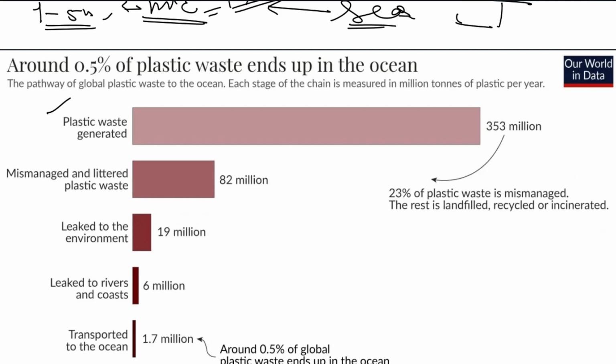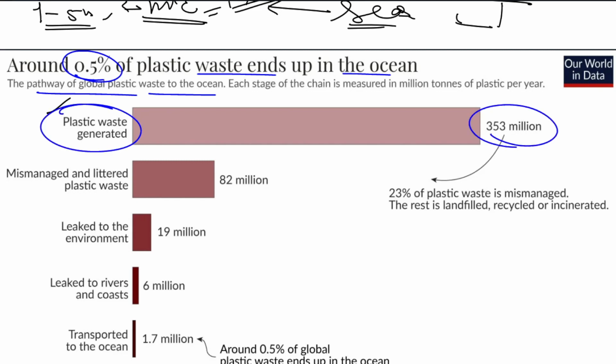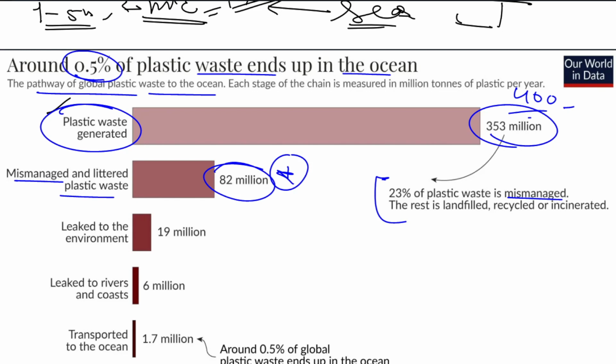So let us see another statistic here. Just a second, I'll change the pen color. Around 0.5% of the plastic waste ends up in the ocean. And the pathway of global plastic waste to the ocean: plastic waste generated is 353 million annually, or let's say 400 million, keep it anywhere near this number. Mismanaged and littered plastic waste is 82 million. Most of it is mismanaged and littered, and 23% of the plastic waste is mismanaged. The rest is landfilled, recycled, or incinerated.